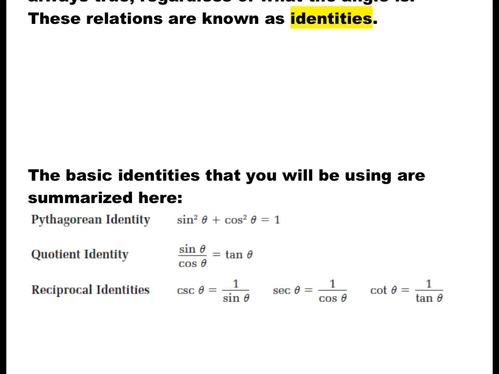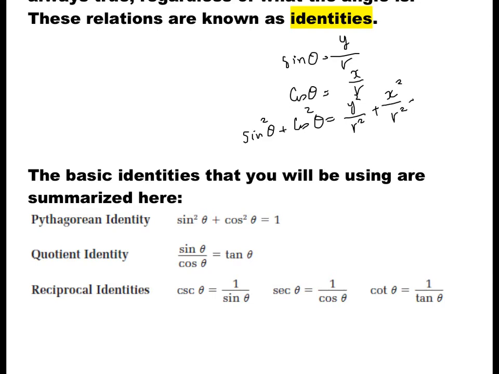For instance, for the Pythagorean identity, if you remember, sine theta of any angle is defined as y over r, and cos theta was defined as x over r. Now sine squared theta plus cos squared theta is y squared over r squared plus x squared over r squared. Since they have the same denominator, I can write this as y squared plus x squared over r squared.